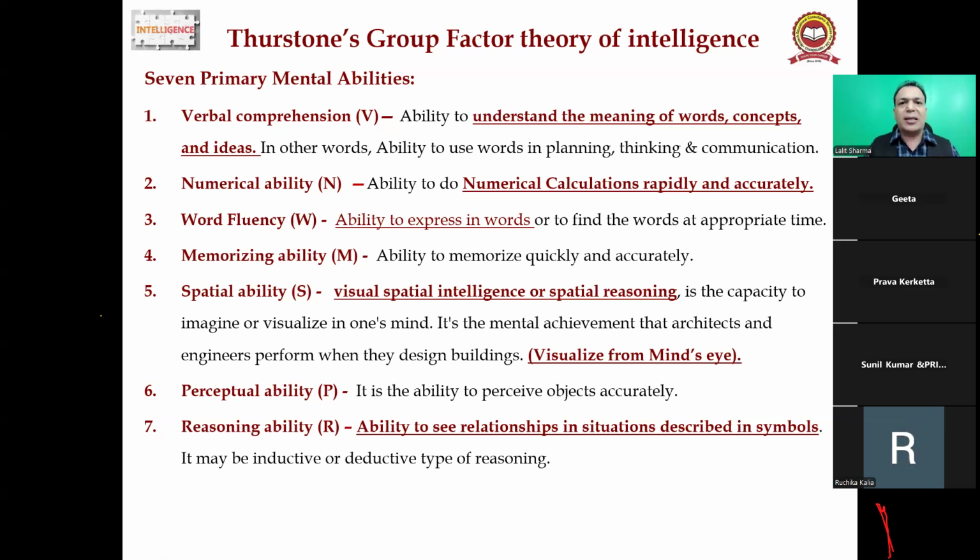Might be some persons are good in numerical calculations, others are not. Some persons have good word fluency, others are not. But basically, these all 7 factors the persons have. Matlab child has, children have. ओके, तो देखो यहां पे इंपॉर्टेंट पॉइंट क्या है.